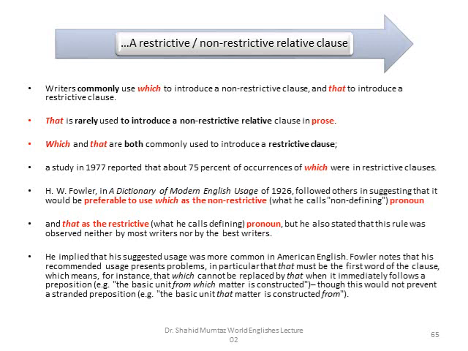He suggested that the usage was more common in American English. Fowler notes that his recommended usage presents problems, in particular that "that" must be the first word of the clause, which means, for instance, that "which" cannot be replaced by "that" when it immediately follows a preposition, for example, "the basic unit from which matter is constructed." Though this would not prevent a stranded preposition, for example, "the basic unit that matter is constructed from."